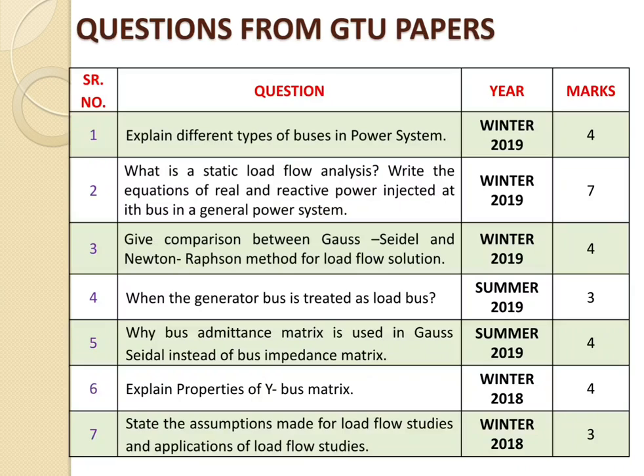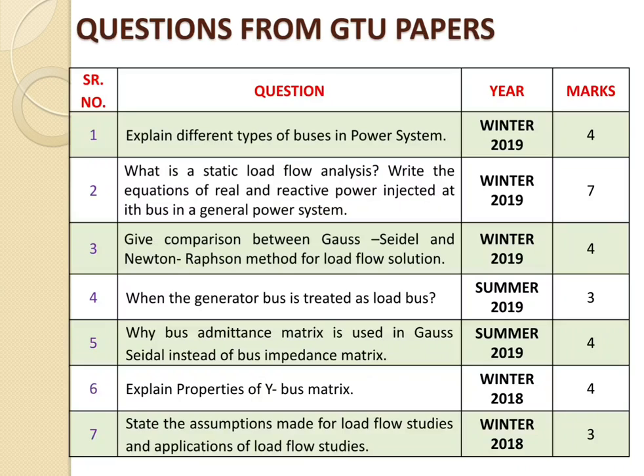If we connect any bus, in the Gauss-Seidel method we have assumed the buses I and K, whereas in the Newton-Raphson method we have assumed bus number A and B, and whatever equation we get is based on bus number A and bus number B, which we have already discussed.